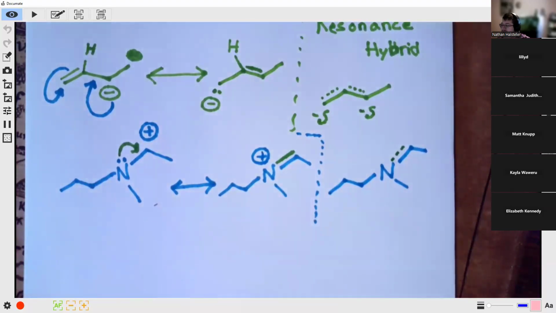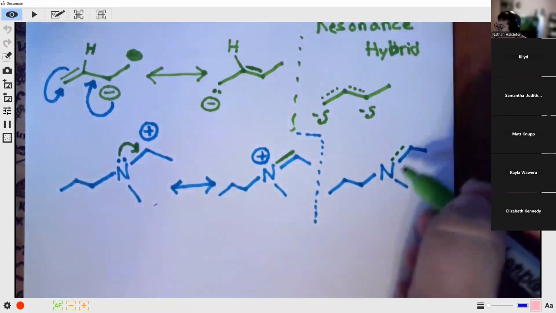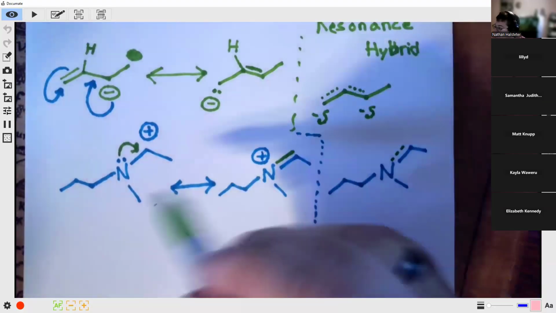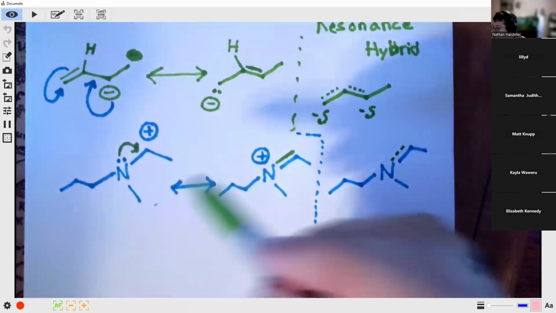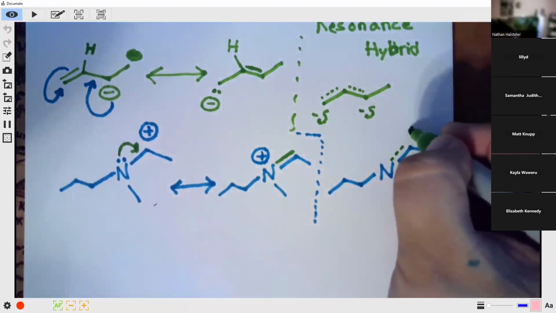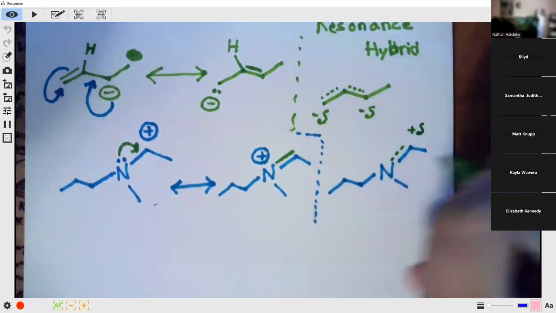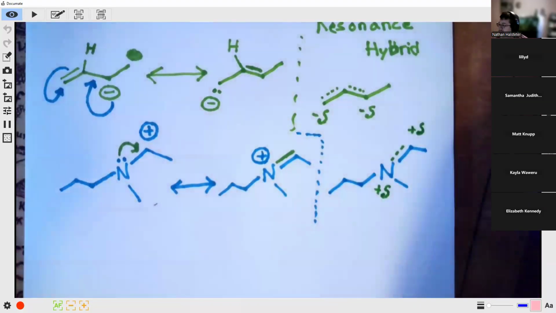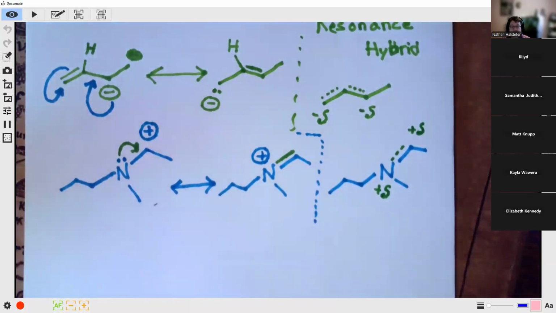As for our charges, no one atom is carrying a full charge at any given time. Because remember, these are constantly switching back and forth faster than you can even imagine. So it's really like this atom has a partial positive, and the nitrogen also has a partial positive. Any questions on that?